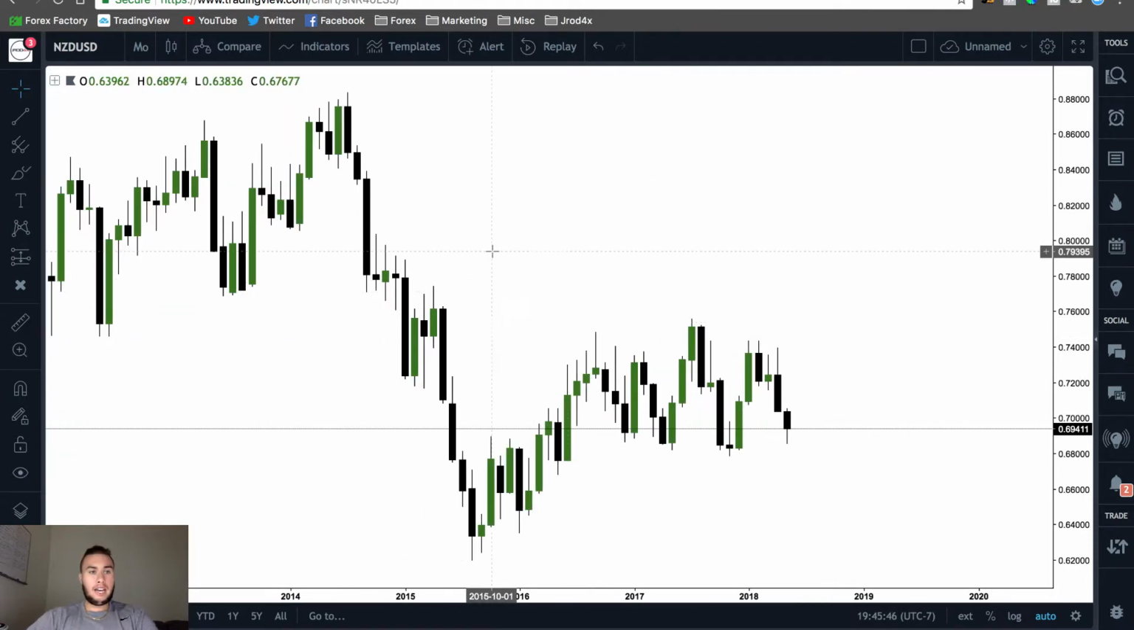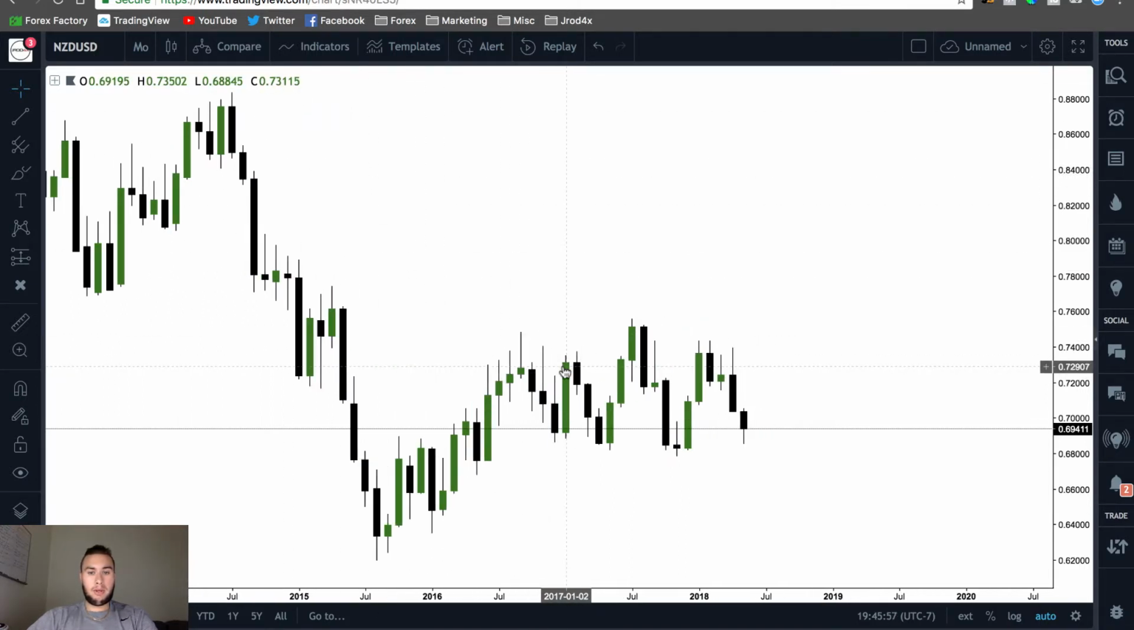So we are looking at NZD USD on the monthly time frame, and no specific reason, I just chose NZD USD because this is one of the pairs that I don't have marked up yet for the coming week. So I'm going to go ahead and mark it up with you guys.